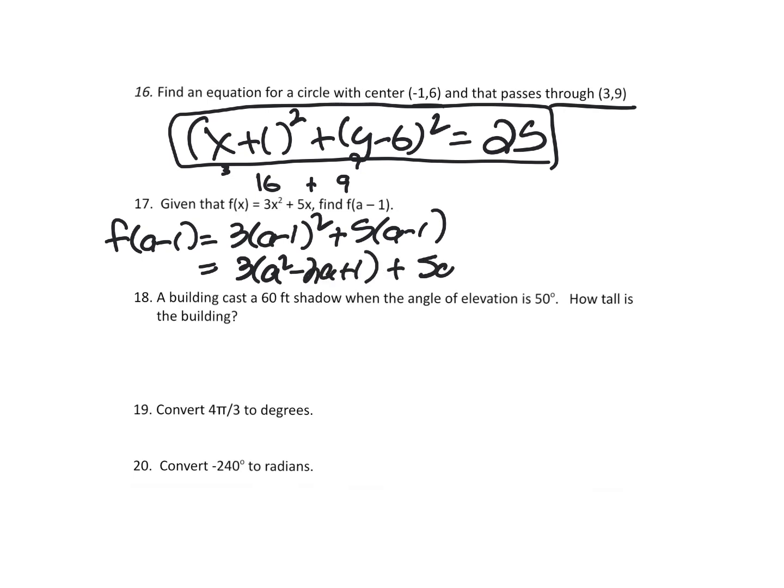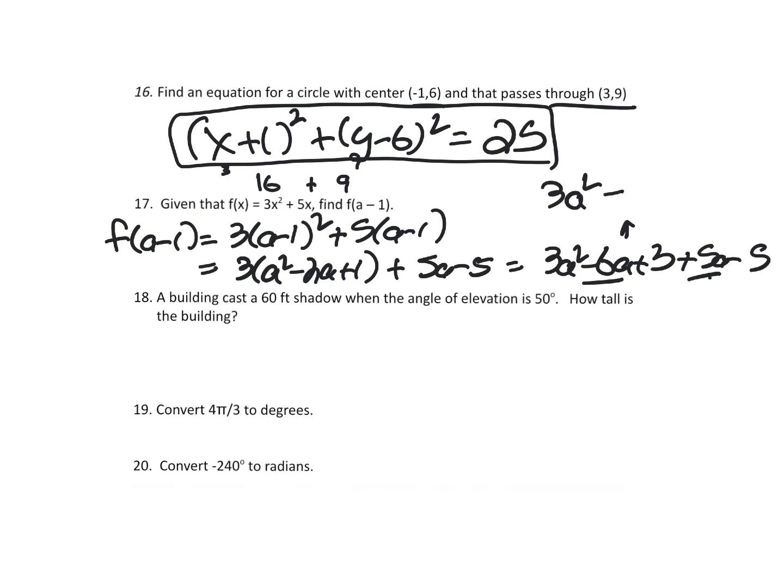The 5, I'm taking the 5 through, and I need to keep on going. I'm going to distribute that 3, which is 3a squared minus 6a plus 3, and I still have this 5a minus 5 out here. All right, so that gives me 3a squared, I got a negative 6a and a plus 5a, that's negative 1a, and I got a 3 minus 5, which is negative 2. And there you have it.